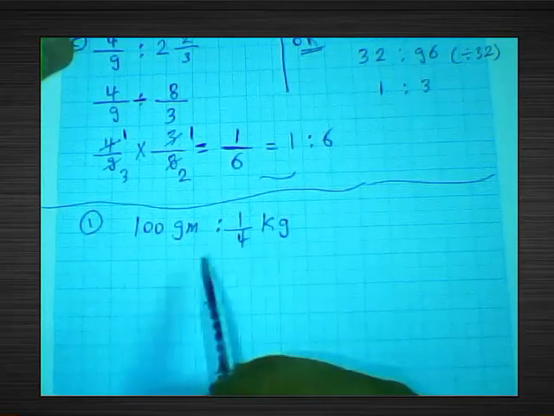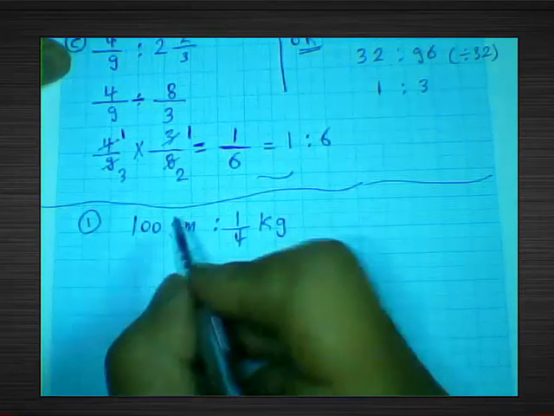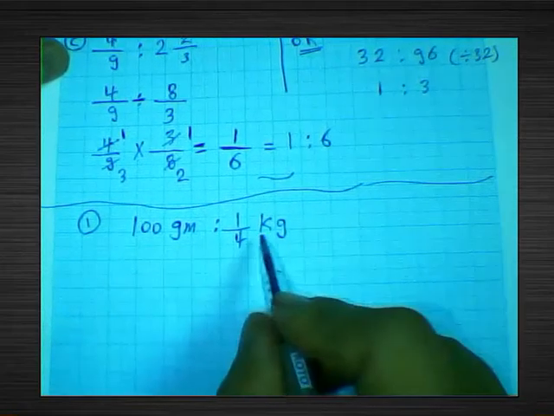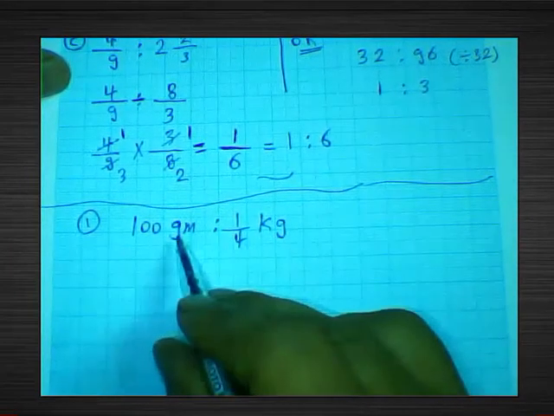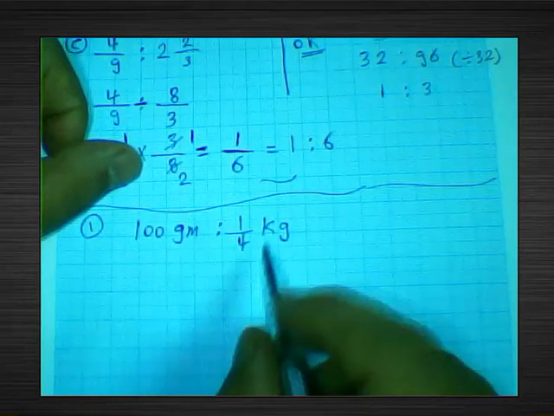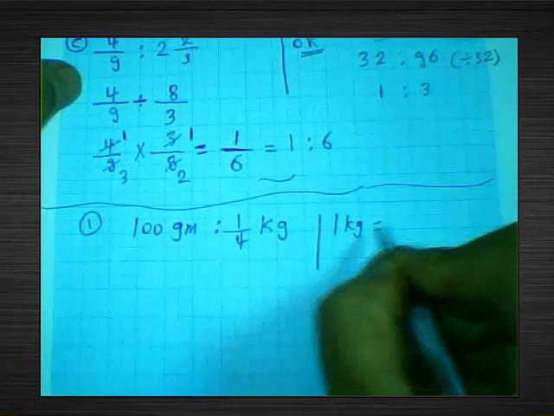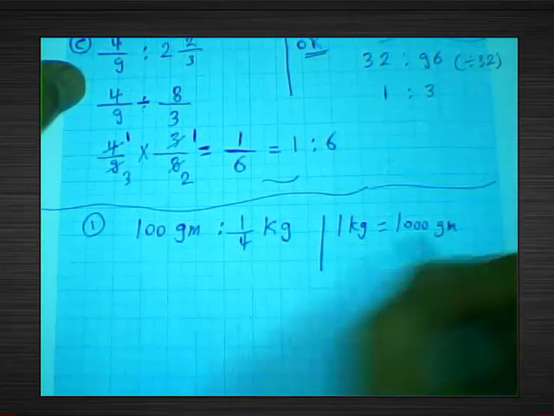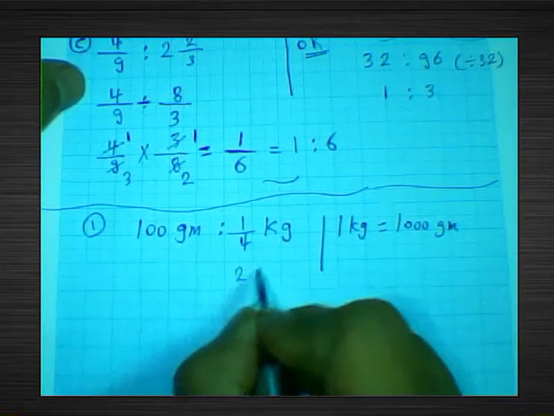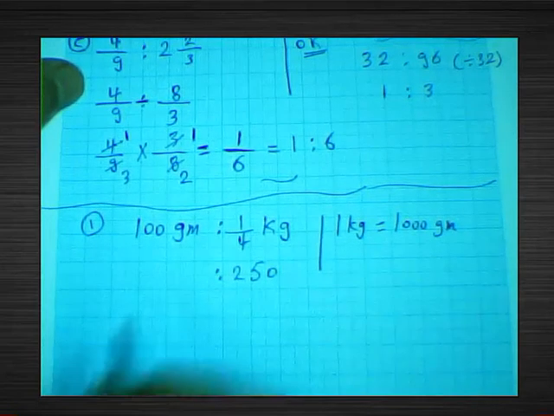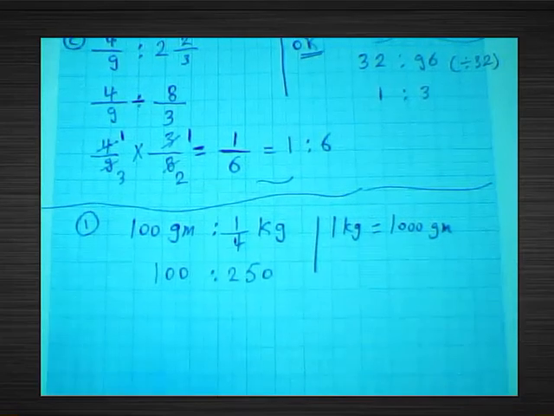To compare between two quantities, they must have the same units. This unit, gm refers to gram, kg refers to kilogram. So we will convert from kilogram to gram by times 1000, because 1 kilogram equals 1000 gram. So a quarter of 1000 equals 250. And we will write 100 gram here. We cancel this gm and kg.